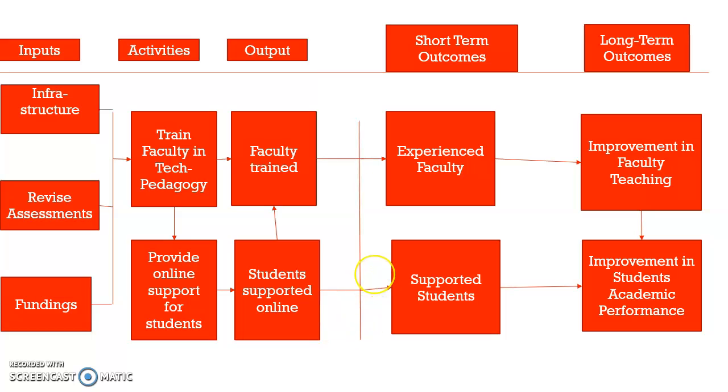So with the above input in the program and the activities carried out and the output, which will be trained faculty and more prepared students, we're looking at some short-term outcomes, which will lead to improvement in faculty teaching, because we have experienced faculty, the long-term improvement in faculty teaching, and we have more supported students in the online environment, which in the long term will lead to improvement in students' academic performance.